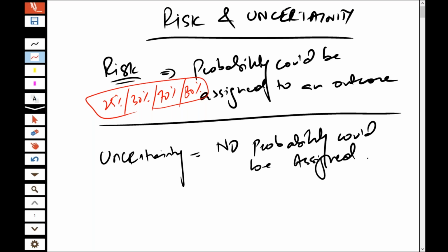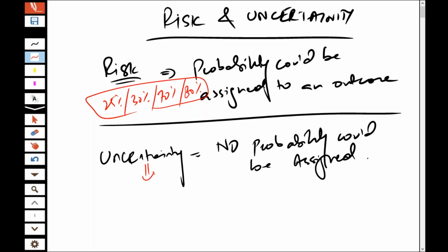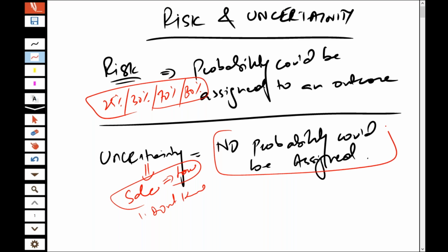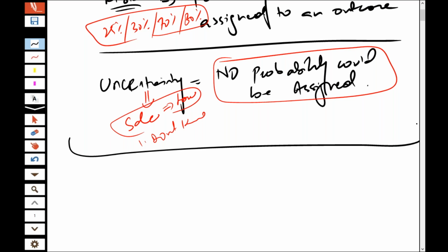The second thing that we discuss is the uncertainty. Now, what exactly do we mean by uncertainty? Uncertainty is basically when no probability could be assigned. For example, if I ask you what is the likelihood that the sales are going to be low, you say, I don't know. Is there any chance that the sale is going to be low? I don't know. When you are facing such a situation, that means you are facing uncertainty.